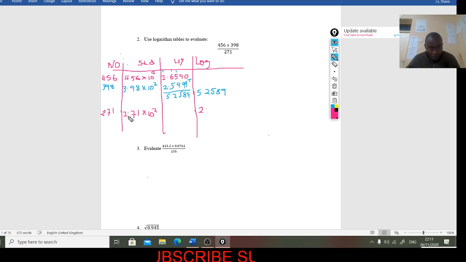I read the logarithm of 2.71. If I read the logarithm of 2.71, I will find that it's 4330. I'll find it to be 4330.